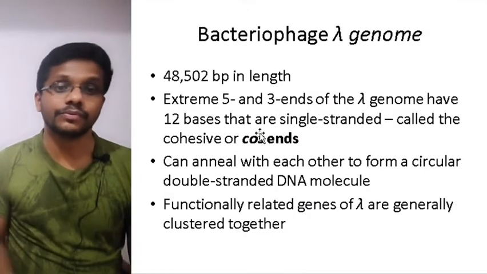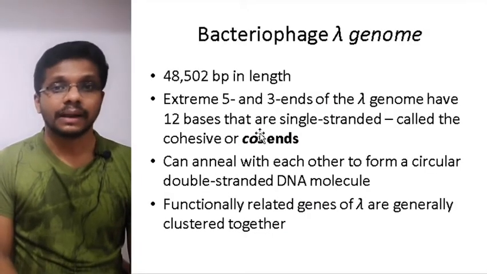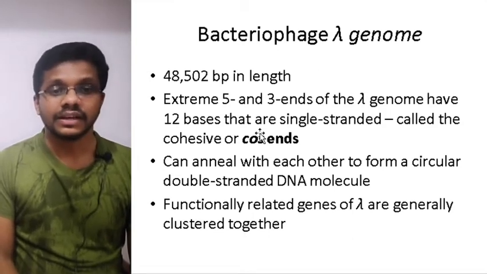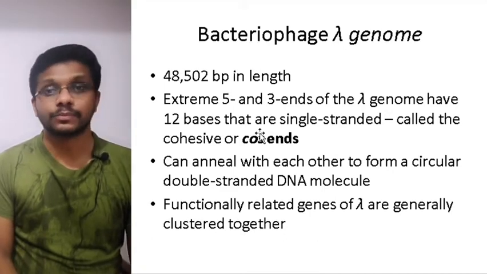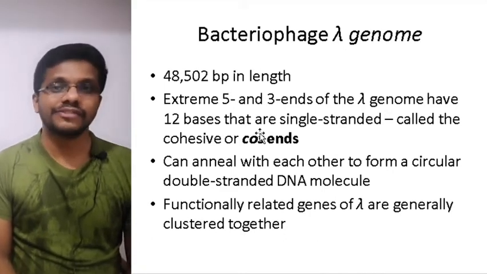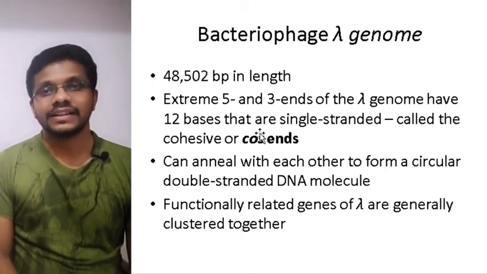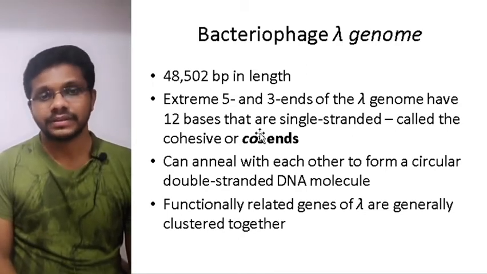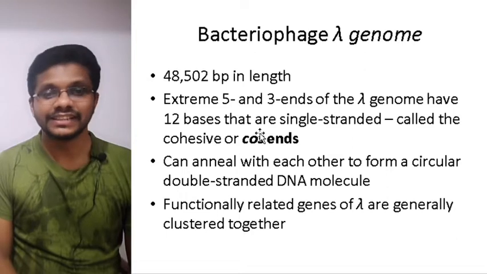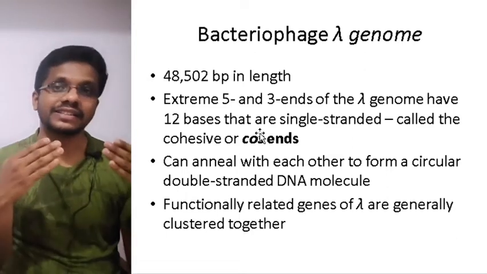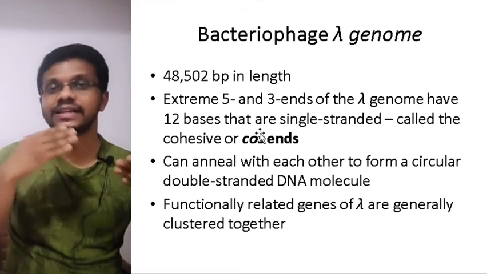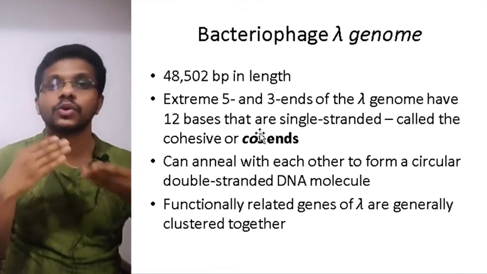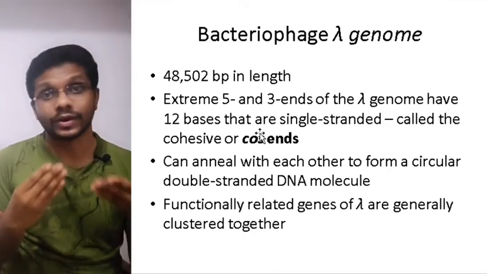Coming to the genome of the bacteriophage lambda, the lambda genome is a bit bigger. Its size is about 48,502 base pairs, so we can say it's 48.5 kilobase pairs. Another feature is that inside the lambda head, it is a linear genome. The linear genome has a 5' end and a 3' end, each with an overhang, and these overhangs are complementary in nature. This overhang is called the cos site, or cohesive site.